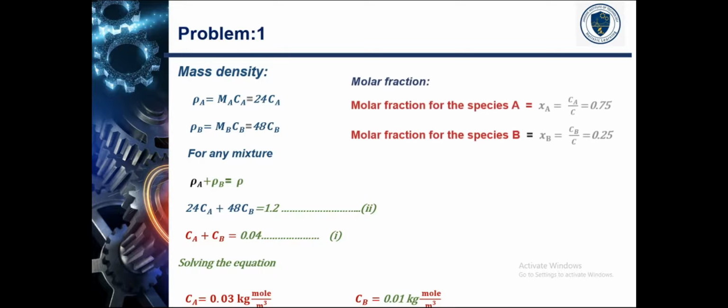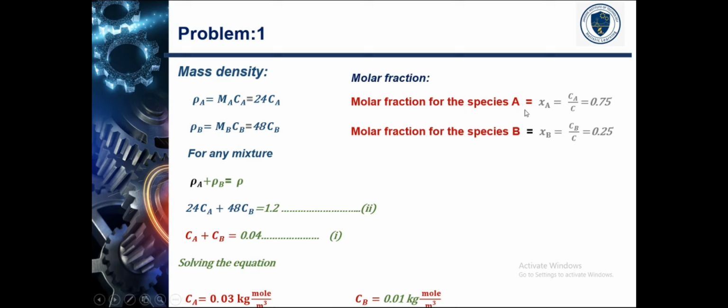So what is molar fraction? The molar fraction for species A, Xa, is equal to Ca by C. Here Ca is equal to 0.03 and C is equal to 0.04. So Ca by C is equal to 0.75. In the same way, the molar fraction for species B, Xb, is equal to Cb by C. Cb is equal to 0.01. Your C value is 0.04. So it is 0.25. So the first unknown parameter, that is molar fraction, is calculated here.